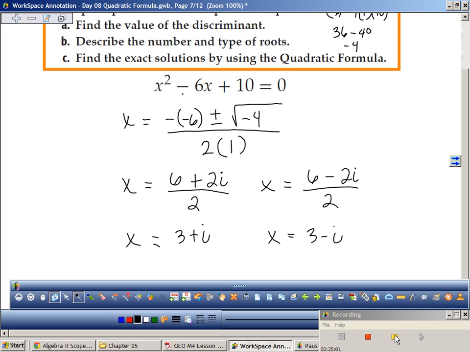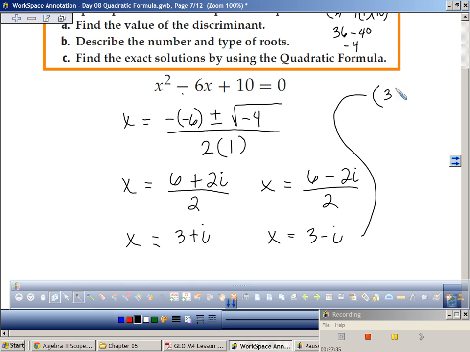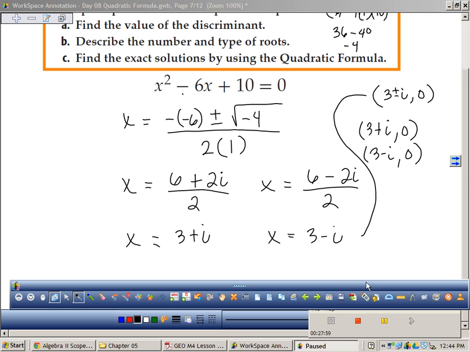Do you guys need to write this down still? Give you a sec. I have a question about putting it in coordinates. The answer to this would be 3 plus or minus i comma 0. You could write it that way. Or you could write it 3 plus i comma 0 and 3 minus i comma 0. Right? Imaginary root.